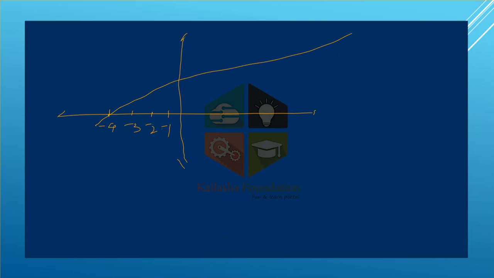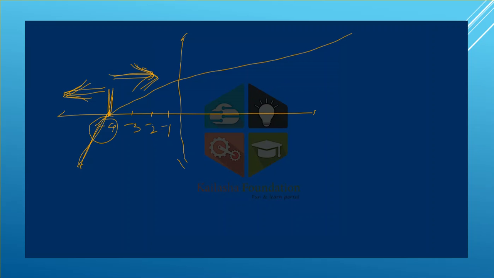This is a graph. It is not a straight line, obviously. If we talk about this graph, then for all values of x less than minus 4, that means beyond this point, f(x) will be negative because it is downwards. It is below the x axis, so f(x), that means y, will be negative. And for all values of x greater than minus 4, f(x) will be positive. It is very clear.